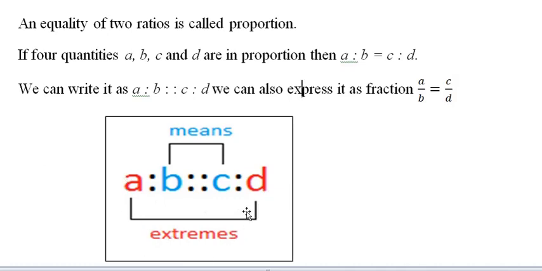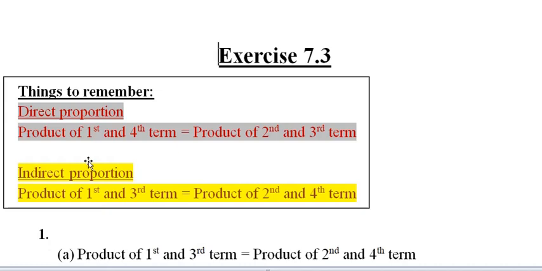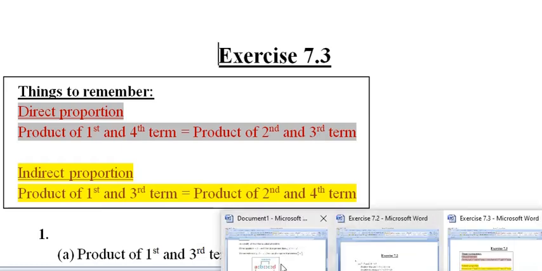The general property of the proportion is that the product of means should be equal to the product of extremes, which means that B into C should be equal to A into D, as we can see here. This means the product of the first and the fourth term is equal to the product of the second and third term. So I will tell you what it is.